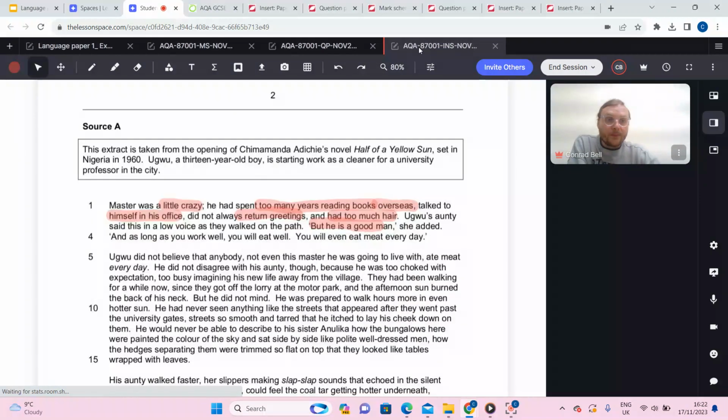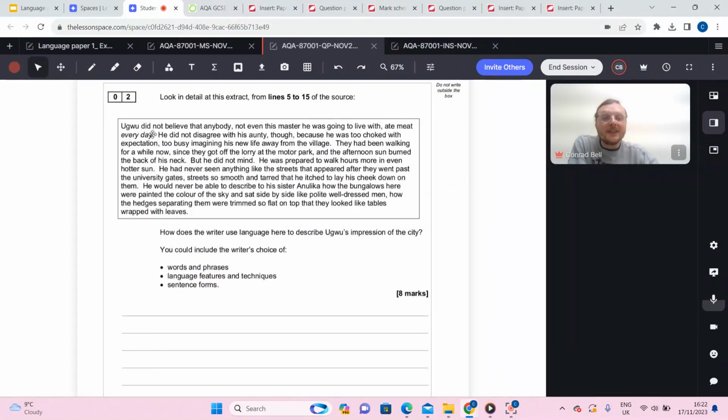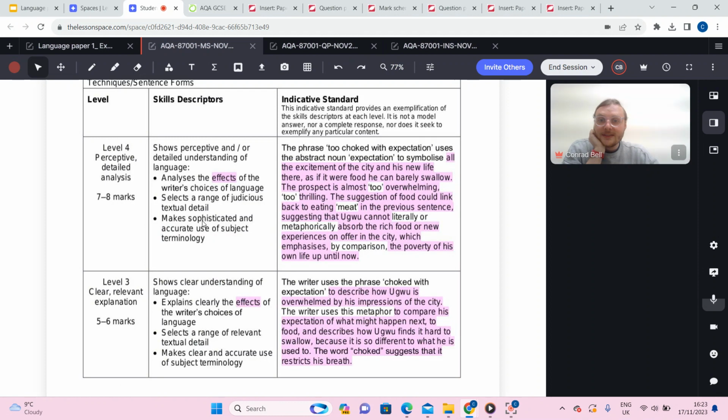So again, if we look at the past paper, you'll get given this extract. And then how does the writer use language here to describe, I can't pronounce that name, impression of the city? You could include the writer's choice of word or phrases, language features, techniques, and sentence forms. So you should normally aim for about 3 different things here. So you can go through, you can highlight which ones have been used. We can compare that to the mark scheme here.